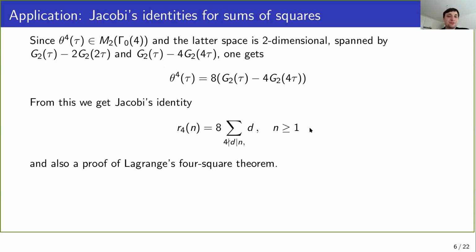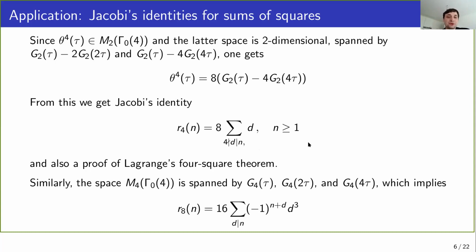Once you look at this identity a little bit, you see that it's a sum over all divisors of n which are not divisible by 4. So in particular, there is always 1 in this sum. So it shows that R4 of n is always at least 8, which implies that there is at least one representation of n as a sum of 4 squares. So we get Lagrange's four square theorem for free.